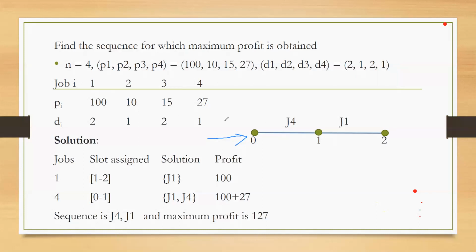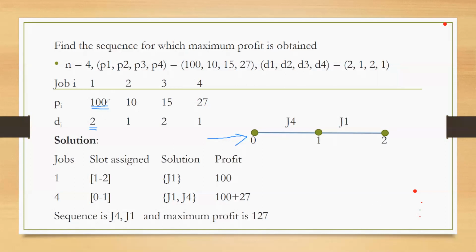So now let us start. What we usually do is pick the job with the maximum profit. Just have a look at the profit: job 1 has the highest profit, 100. So job 1 can be chosen first, and look at its deadline. It can be done within 2 hours, 2 units of time.